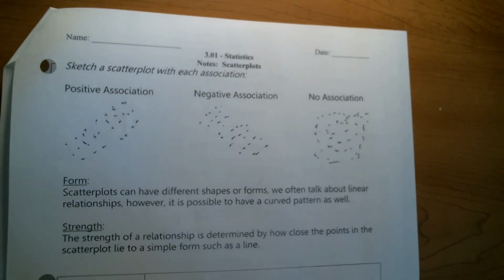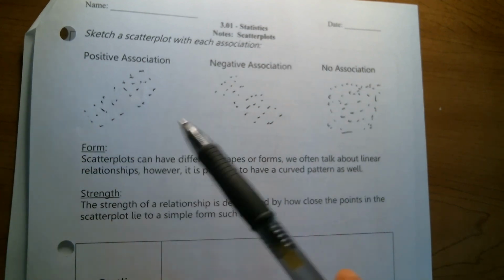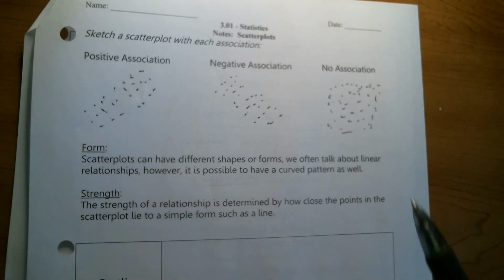All right. We're also going to be talking about the form of our scatter plot. So that's referring to, is it linear? Is it curved? Is it exponential? Like what sort of direction are these points going in? Like if you were to draw a line through them, how would that line sort of look? All right. But that's what we're going to be referring to when we talk about the form.